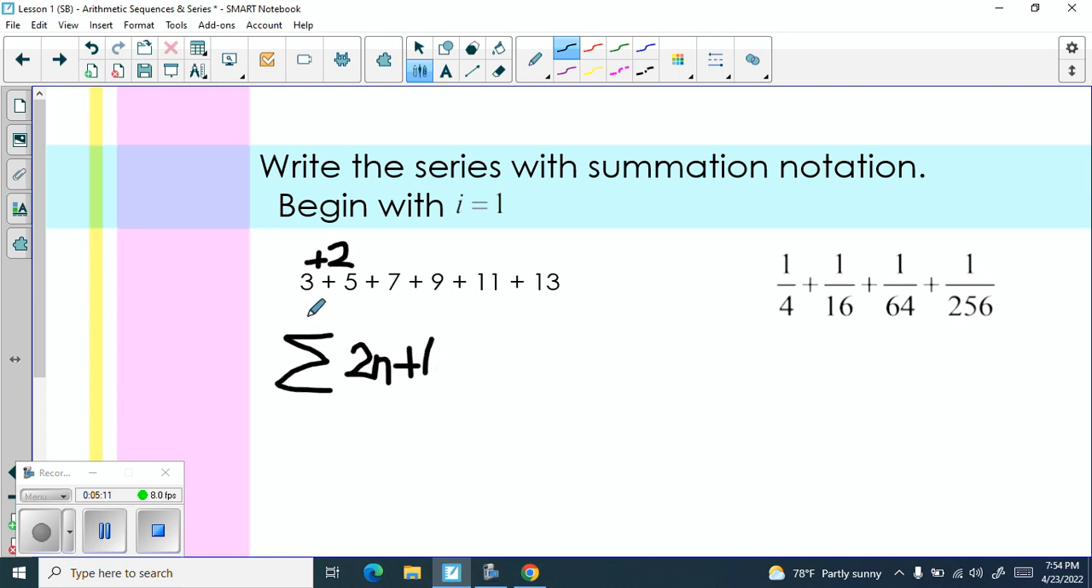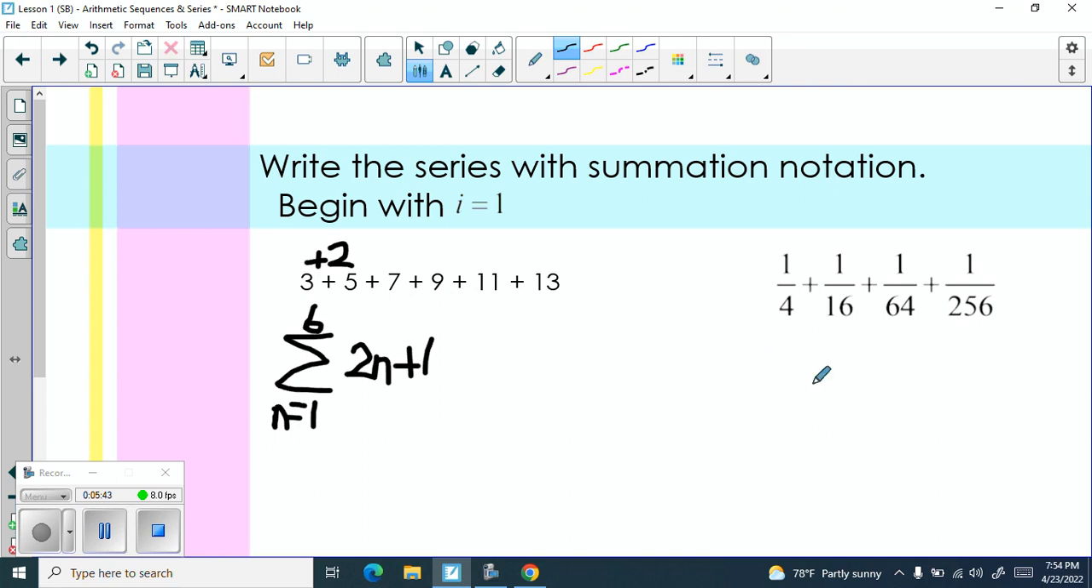Let's see if that would work. 2 times 2 is 4, plus 1 is 5. 2 times 3 is 6, plus 1 is 7. Yes, that'll work. So this is my function. We're starting with n equals 1, and we can go all the way up as high as we want, but we only have 6 terms, so we're only going up to 6.